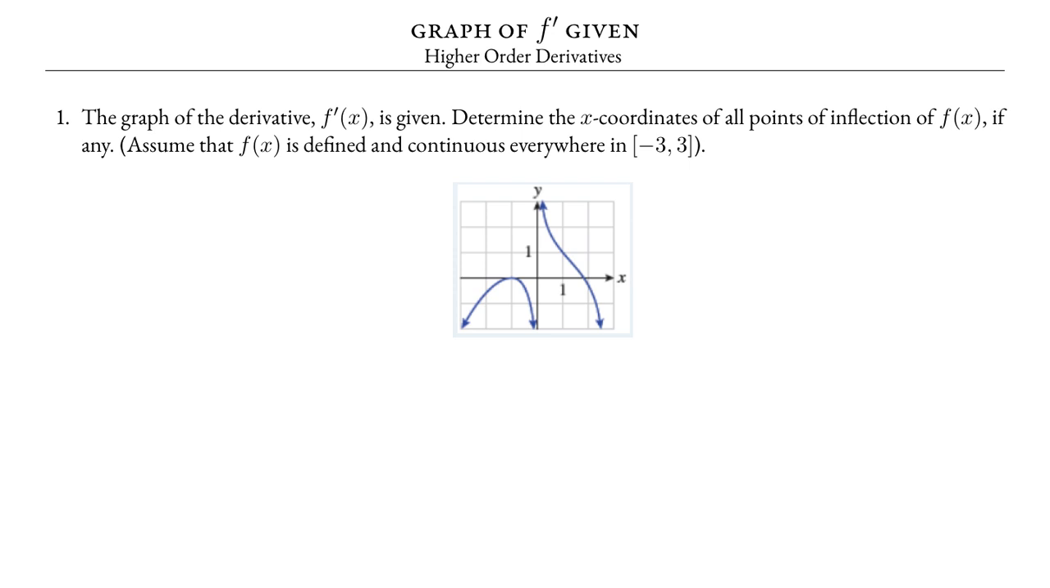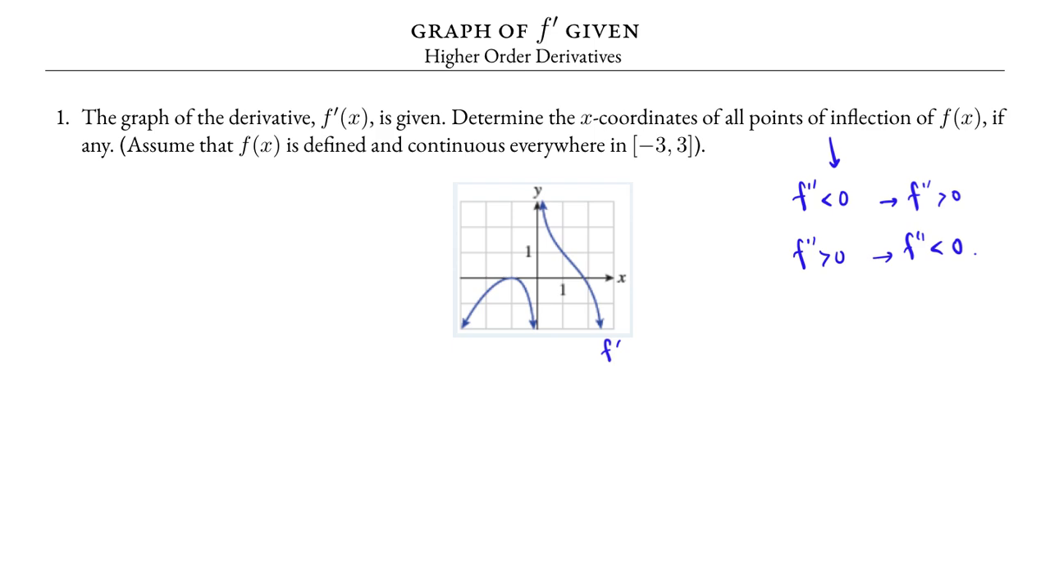We will obtain the point of inflection if the second derivative changes its sign from negative to positive or from positive to negative, but it has to be the second derivative. The graph given is the graph of the first derivative. We can use the graph of the first derivative to determine the sign of the second derivative.